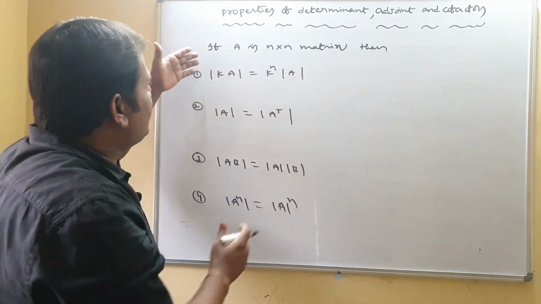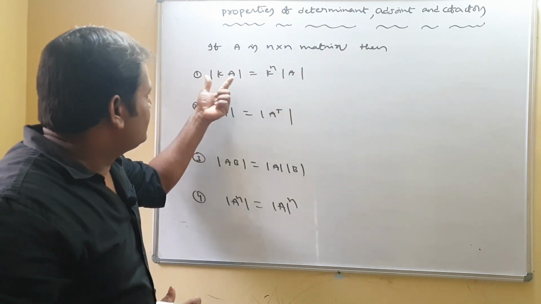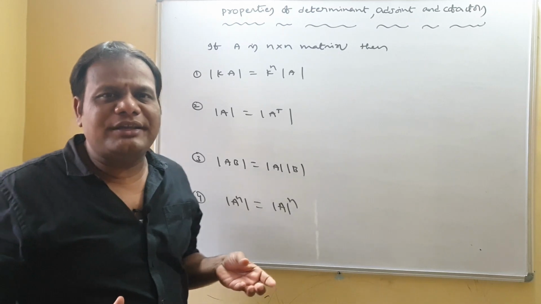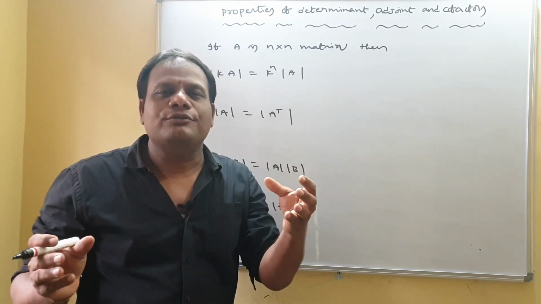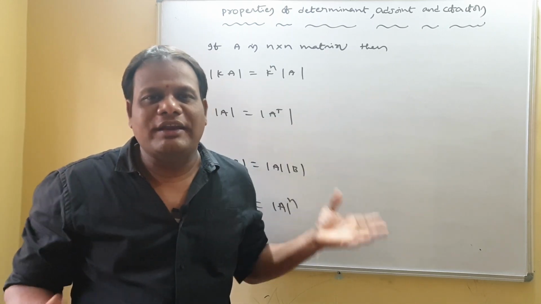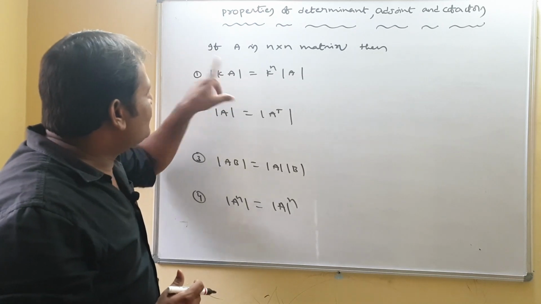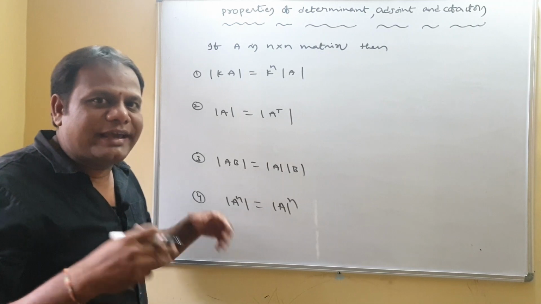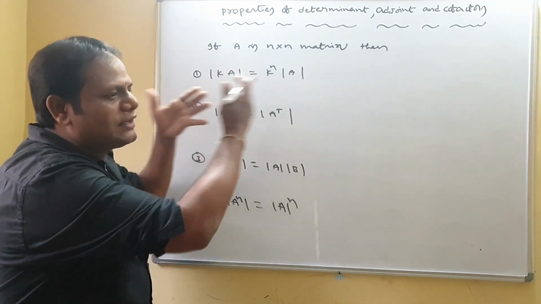See, suppose I am taking a matrix A, an n by n matrix, then what is det kA? We have a property in determinants that from each and every row you can take one element common, if any common element is there. So here det kA means we multiplied the matrix A with k. So k is there in each and every row, so from every row you can take one k out, right?